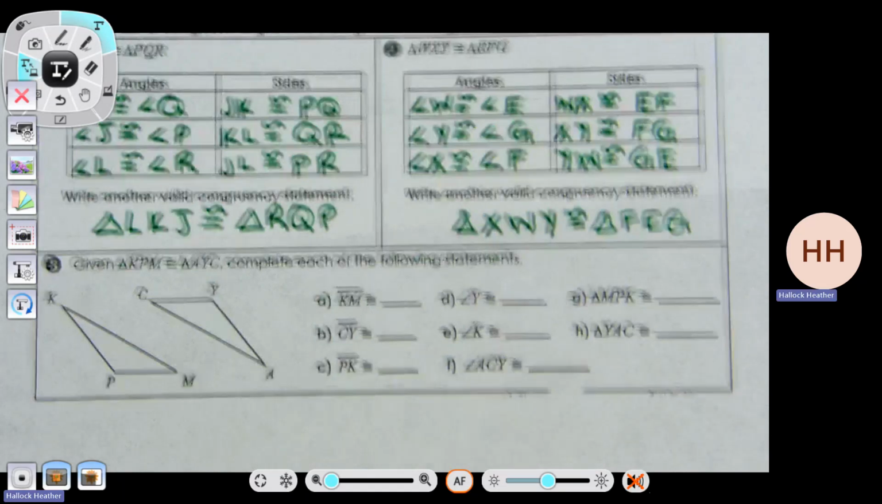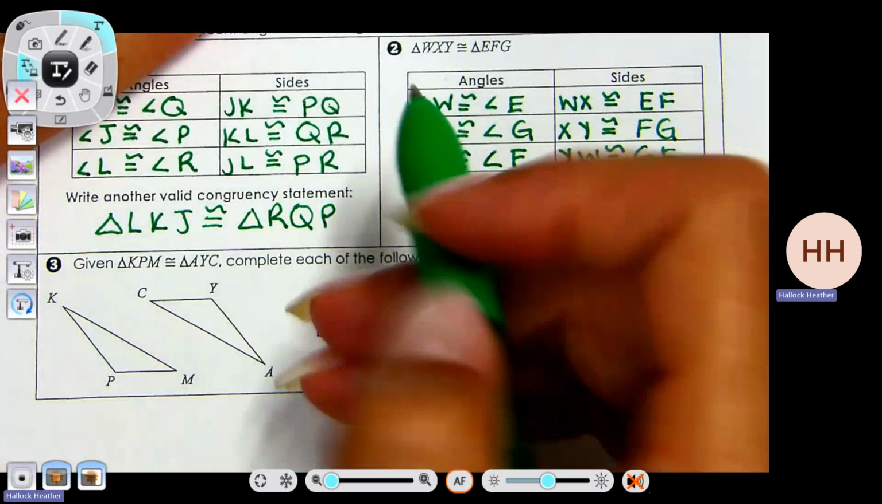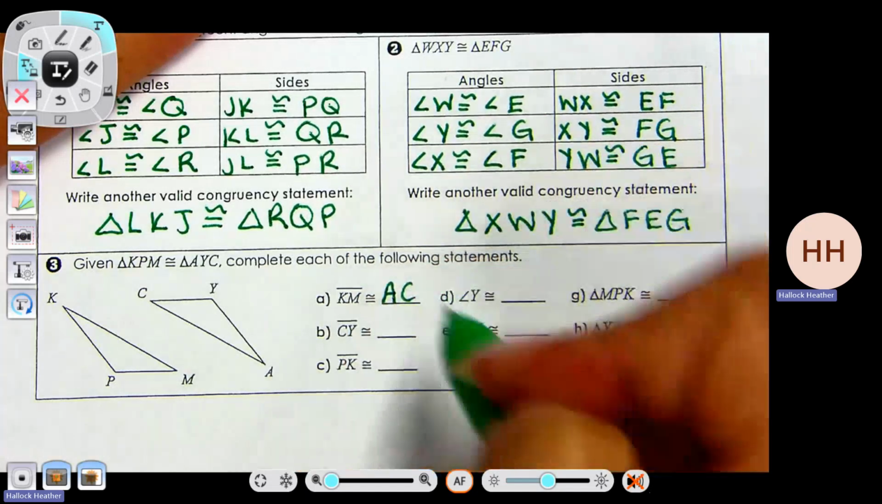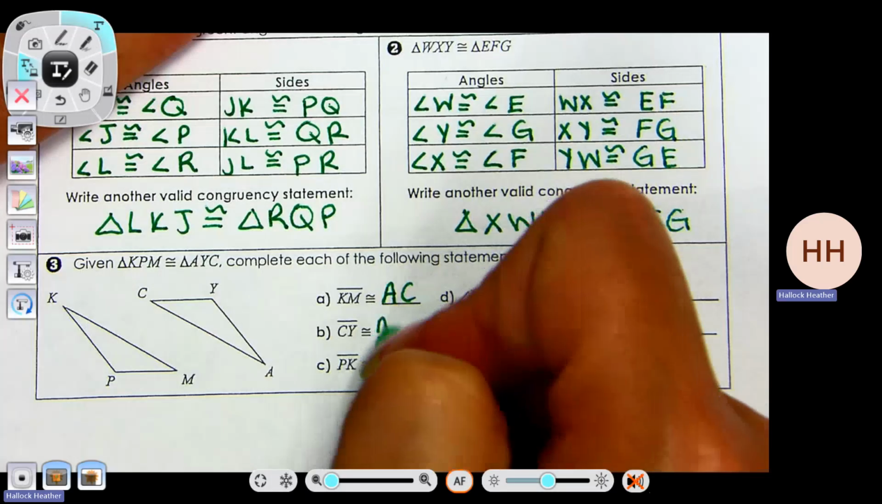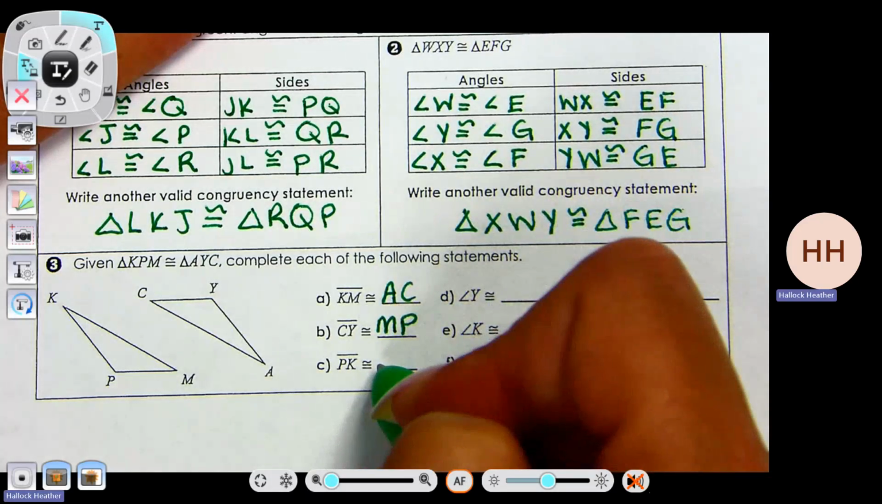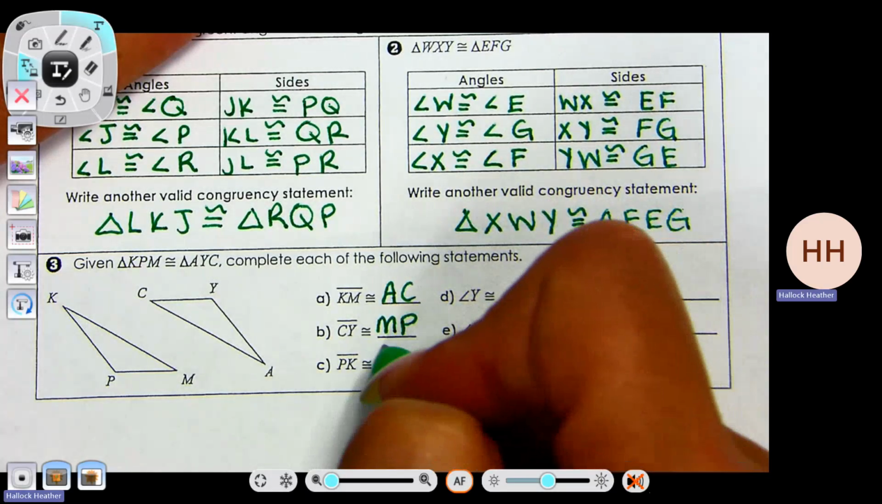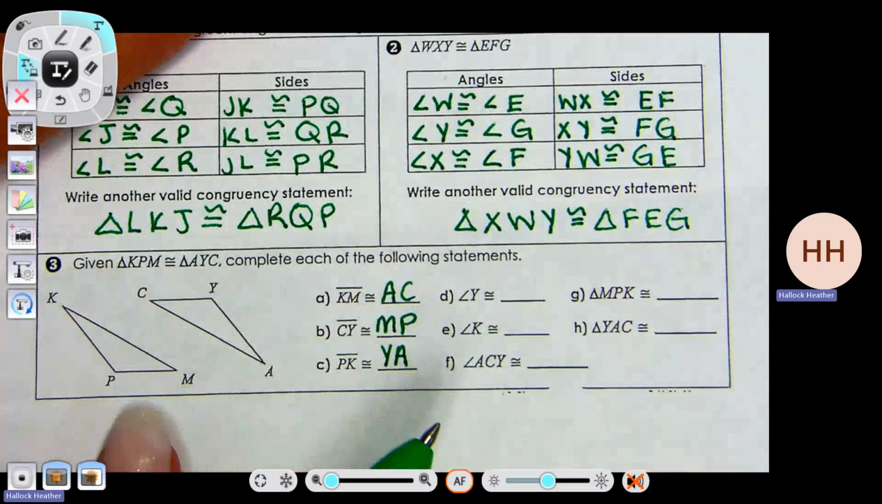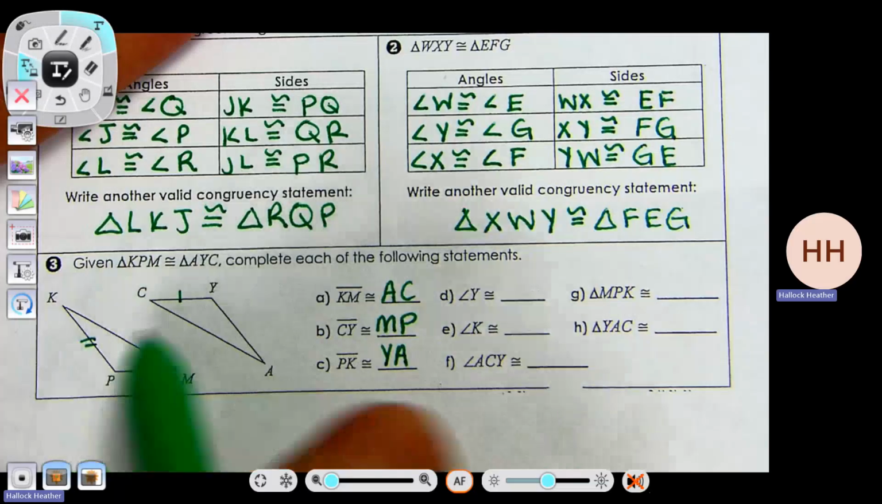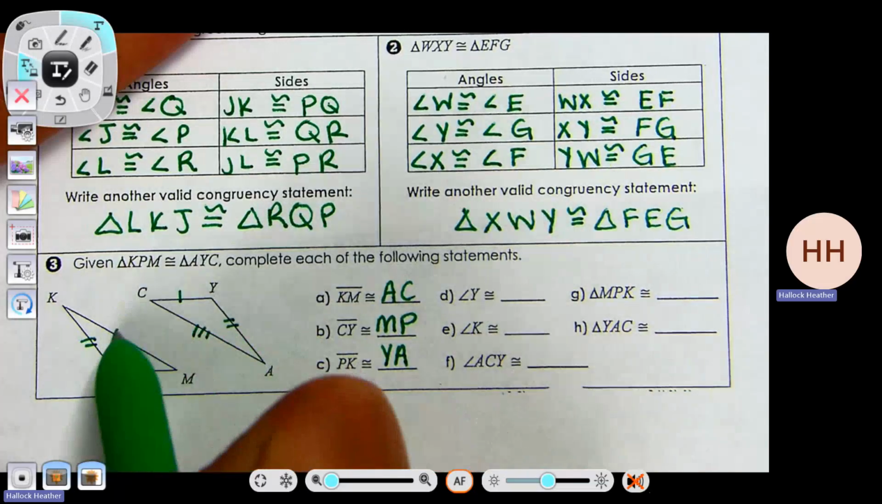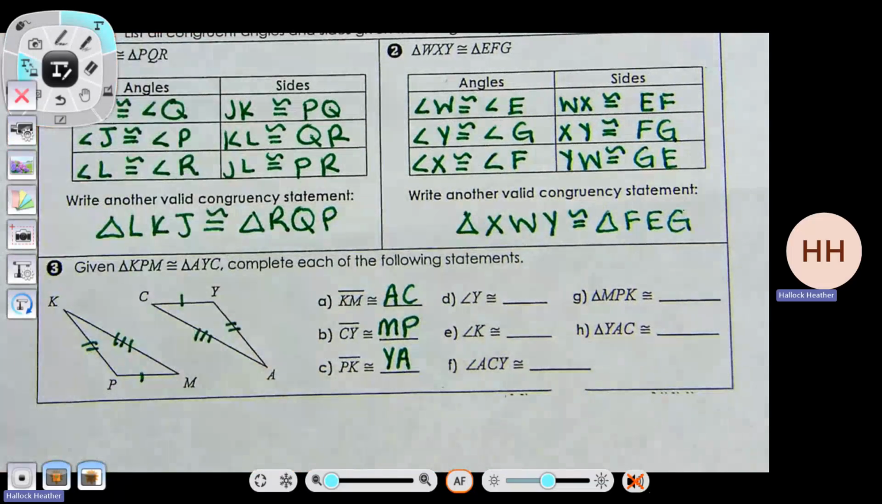Okay, what's KM match with? AC, nice. Okay, CY, MP, and then PK, YA. And you can use the pictures if you want. It's kind of easy to tell that these pieces would match and the longest is obviously going to match. But sometimes the triangles are going to look very similar to each other, like equilateral triangles. That's the whole point of using the congruency statement, because you won't get it wrong if you use the statement.